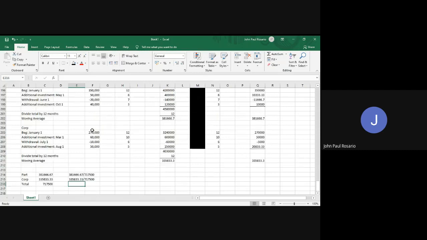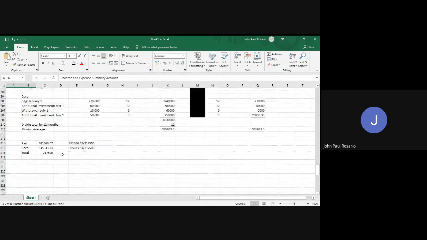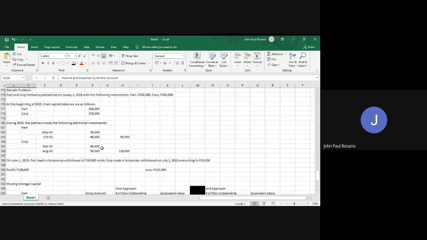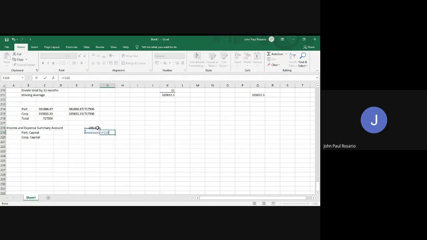So, in their entries, for Mo and Ana, the same process applies. If it's income, this is 180%. And for Part, the share again is 180 times 381,666.67 divided by 717,500. While for Corp, it is 180 times 335,833.33 divided by 717,500. Okay, so let's check if the total is right.